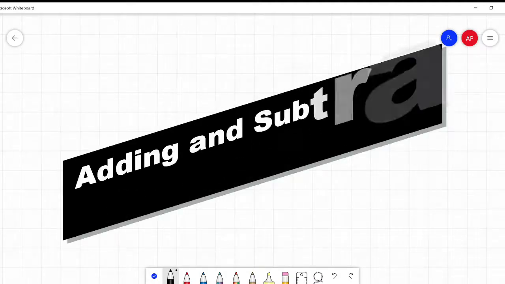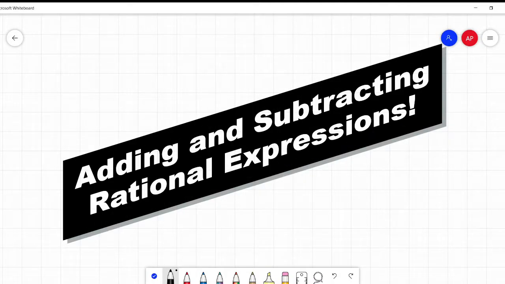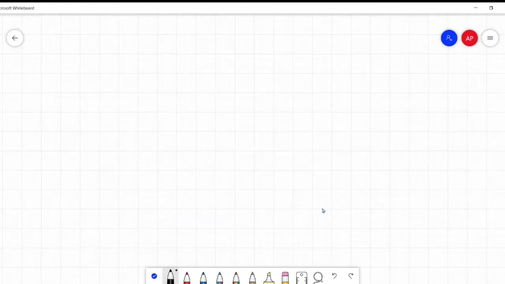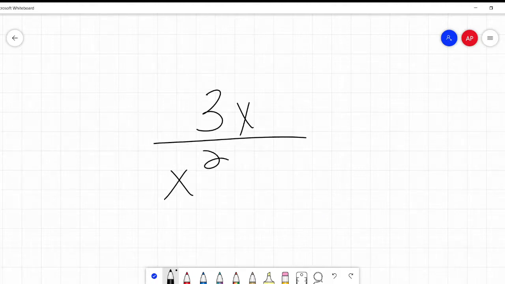Today's topic is adding and subtracting rational expressions. If you're questioning what a rational expression is, there's a video I did previously talking about simplifying rational expressions. That's probably where you should start. In short, it is a fraction that has variables in it. Like say 3x over x squared plus 9.